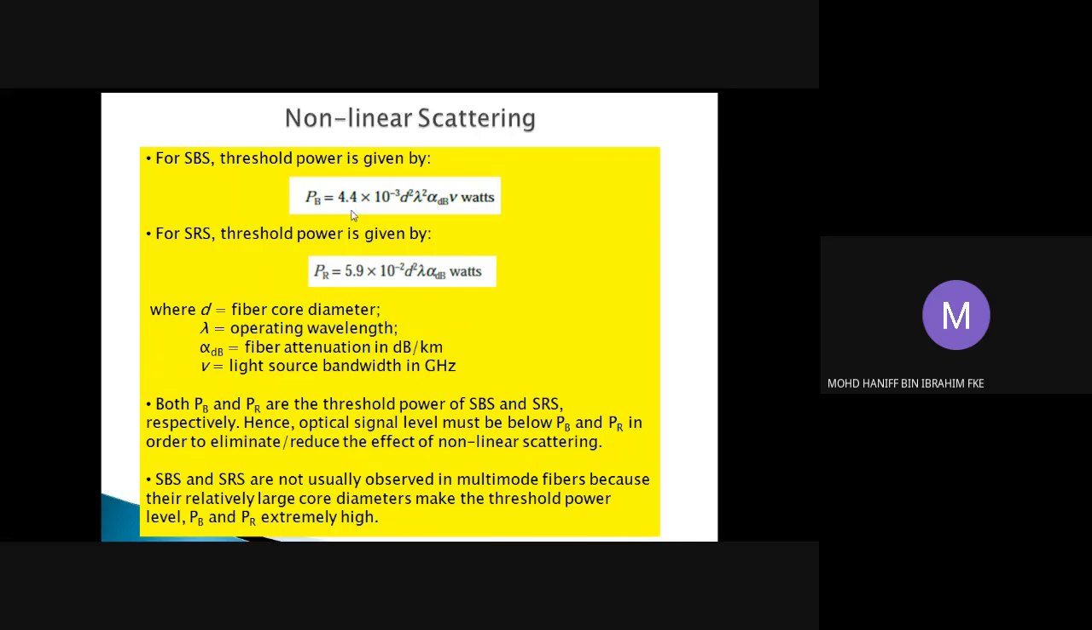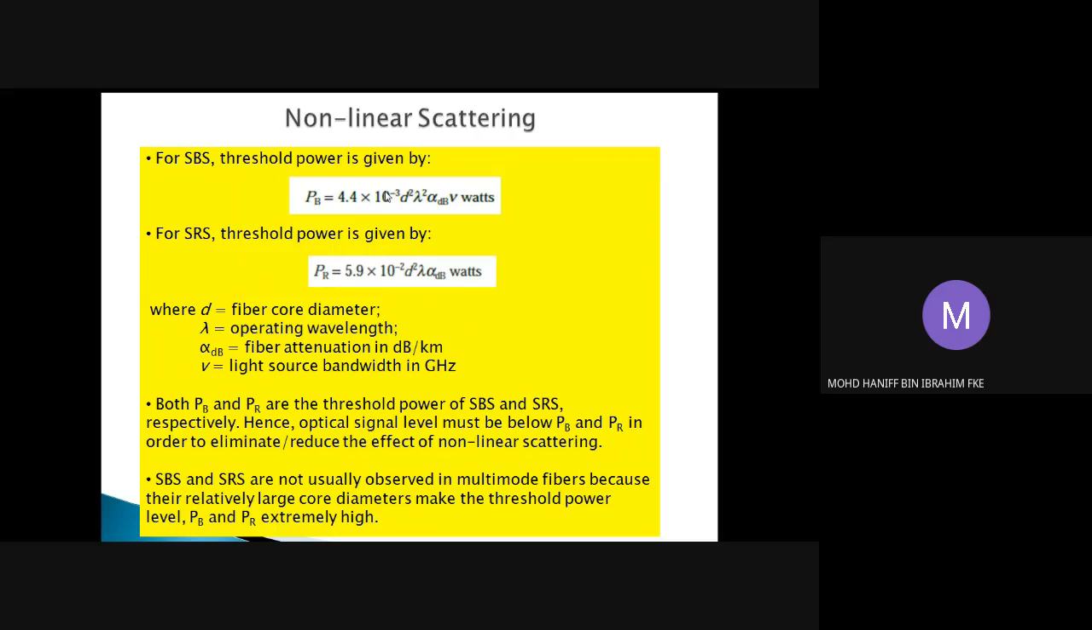Remember, I repeat again: in fiber optic communication, the transmitted power produced by the laser source, the power level or signal level, must always be below this threshold power, both the PB and PR, so that we can eliminate the effect of SBS and SRS in the fiber optics communication. This is the value of PB and PR.